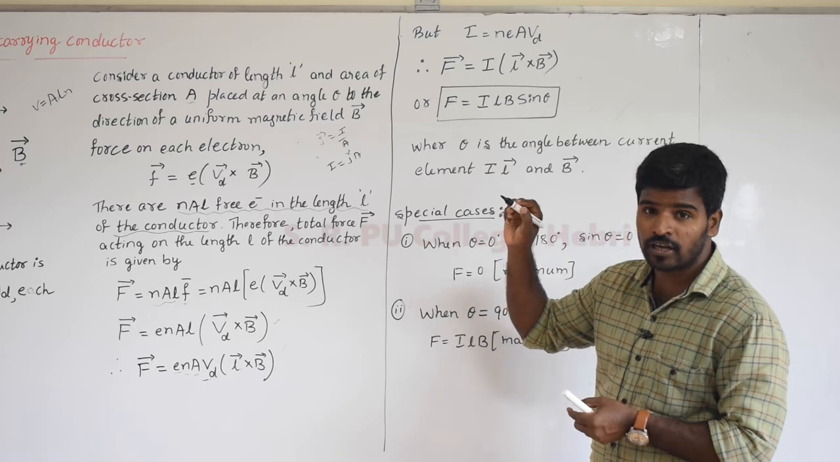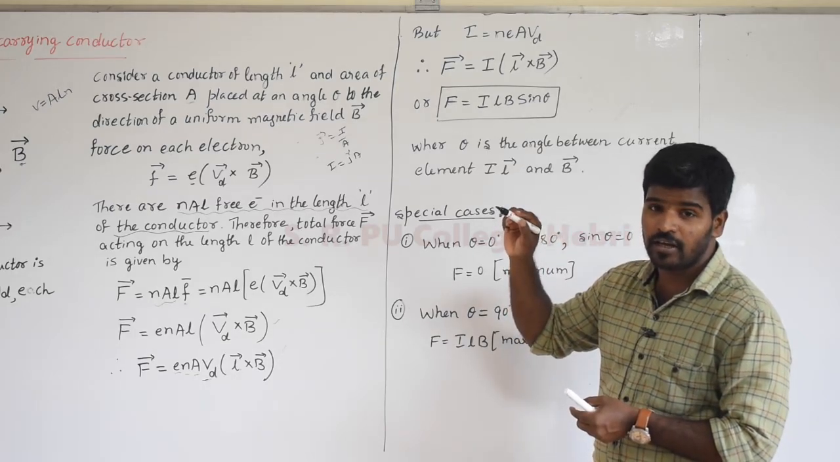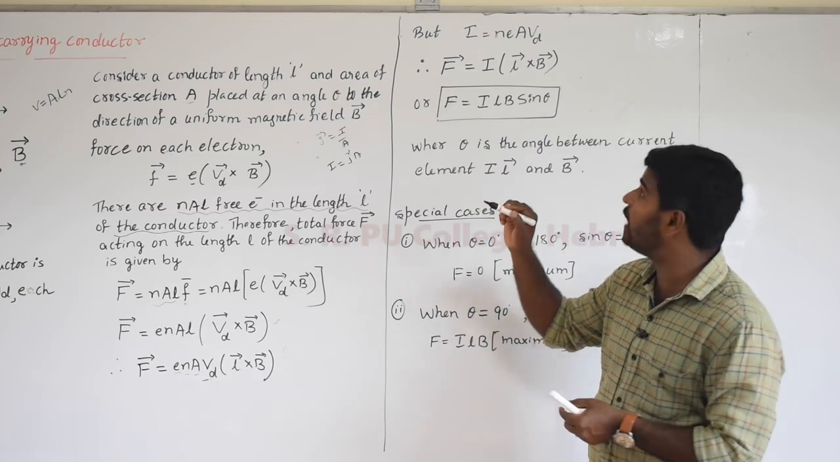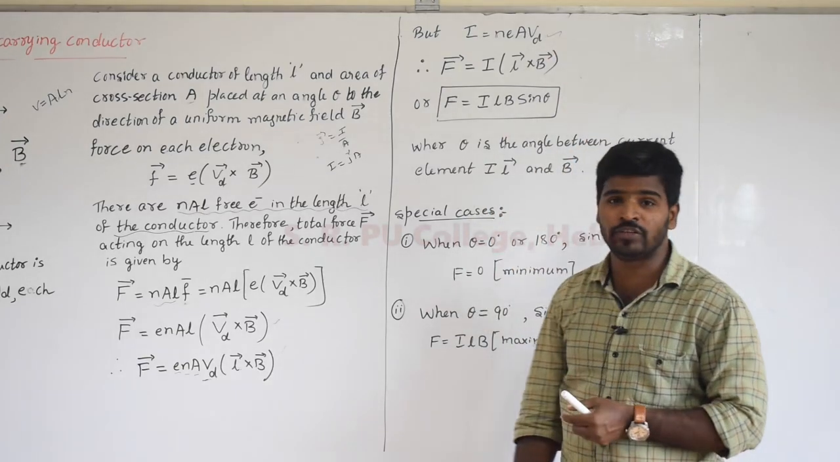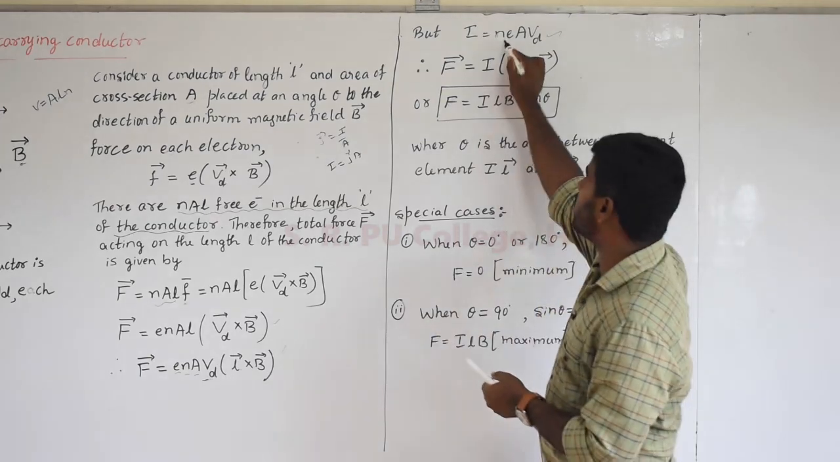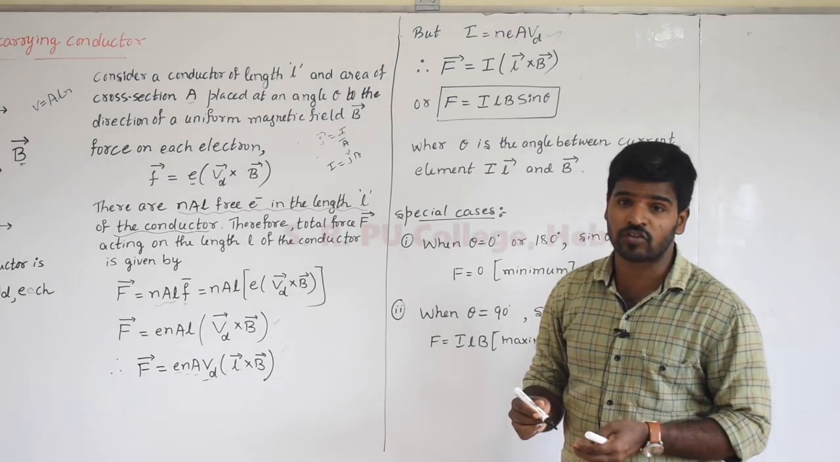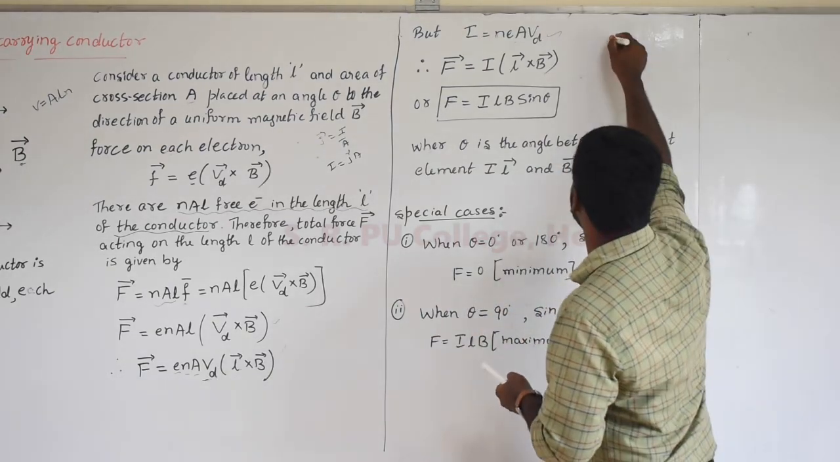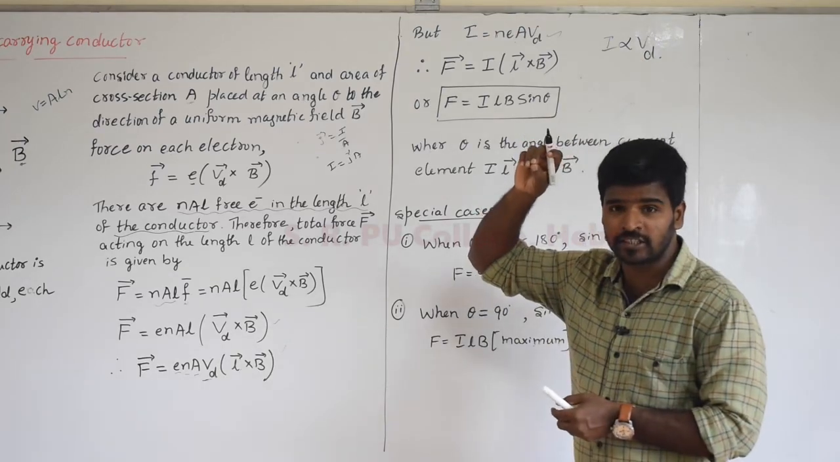Do you know, in the chapter Current Electricity you proved a derivation: the relation between electric current I and the drift velocity Vd, that is expressed by I is equal to n e A Vd, where n is the number of free electrons, e is the charge of an electron, A is the area of cross section of the conductor. Therefore, I is directly proportional to Vd, you wrote that, remember, in the Current Electricity chapter.